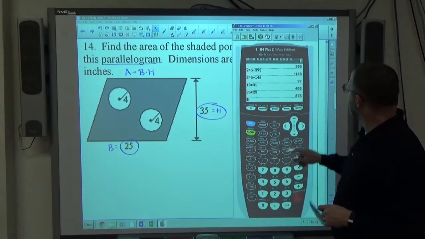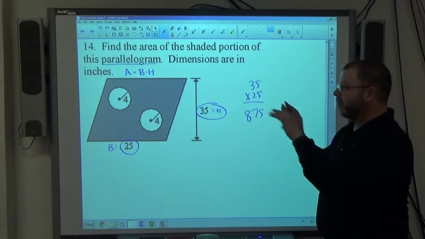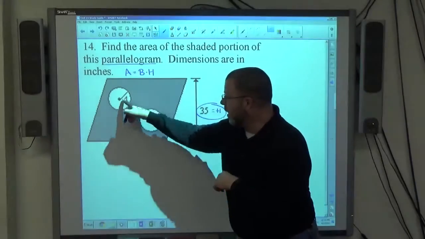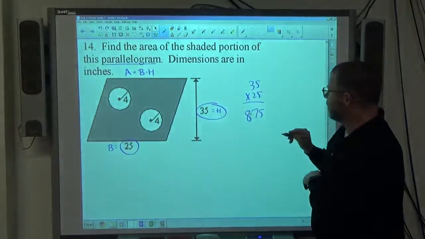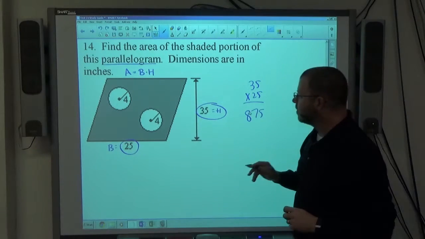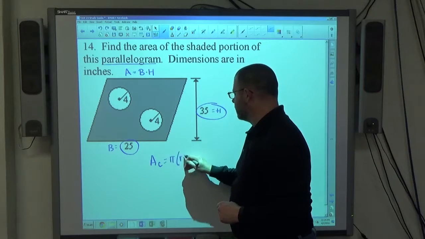Which is 875. So 875 is the area of the entire shape, ignoring the unshaded part. So if it was just all shaded in, that would be the answer, 875. But we do have two circles. The area formula for a circle is pi times the radius squared.